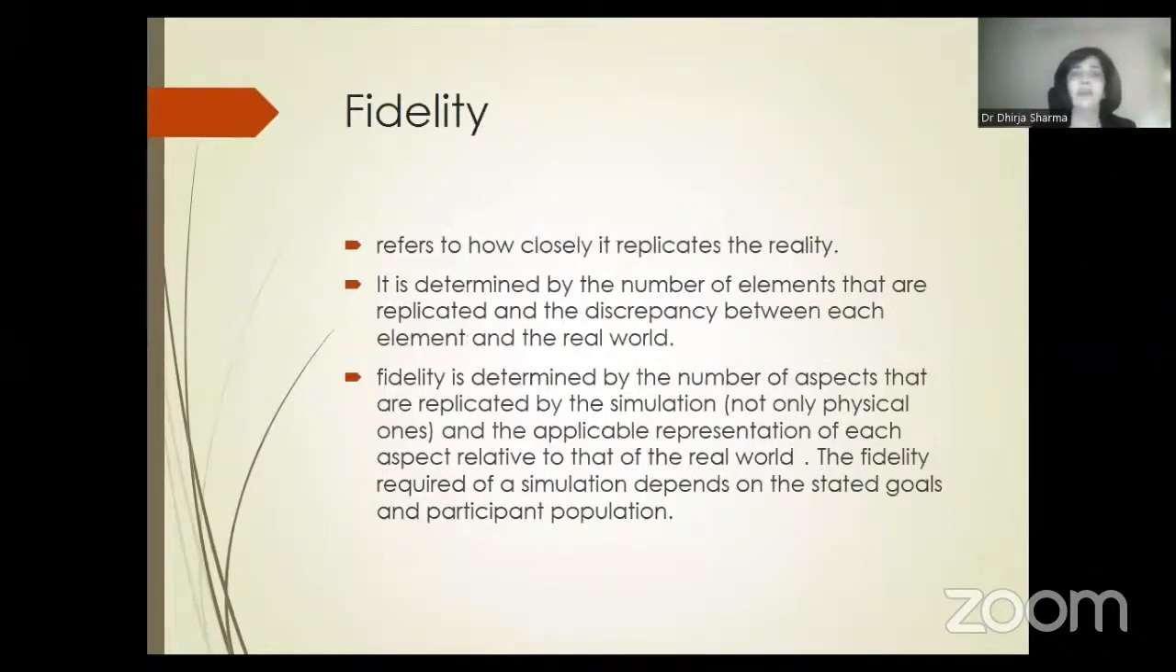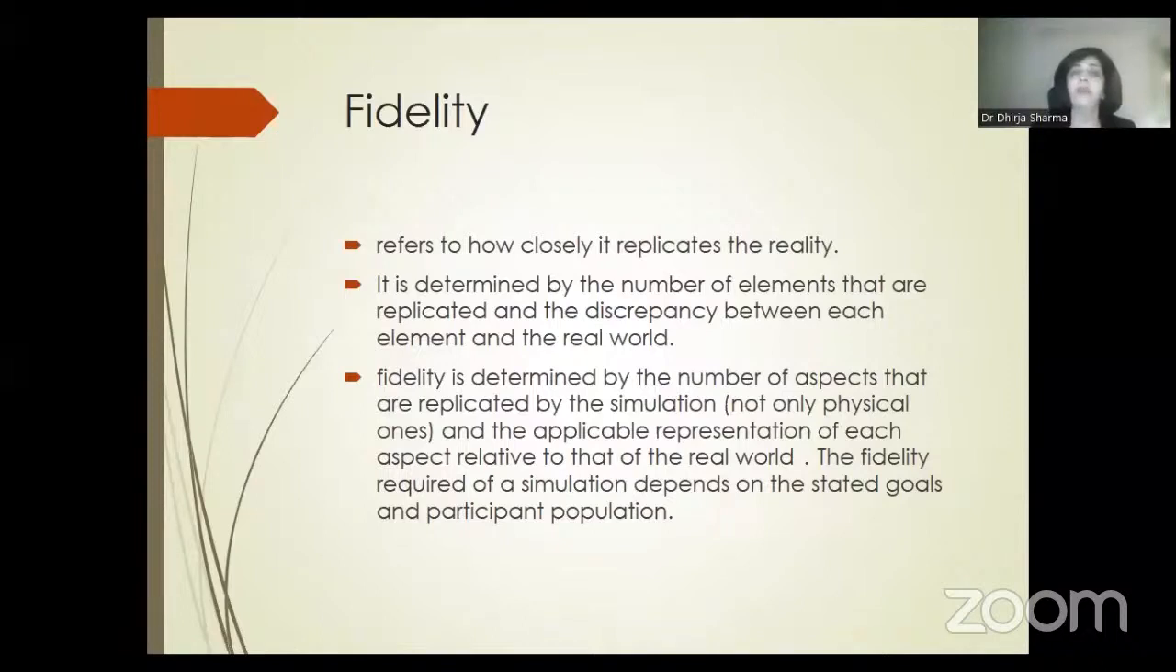So, second concept that all of us should understand clearly is fidelity. It refers to how closely it replicates the reality. Fidelity is determined by the number of elements that are replicated and the discrepancy between each element and the real world. So actually, fidelity is determined by the number of aspects that are replicated by the simulation or the simulator, not only the physical ones.